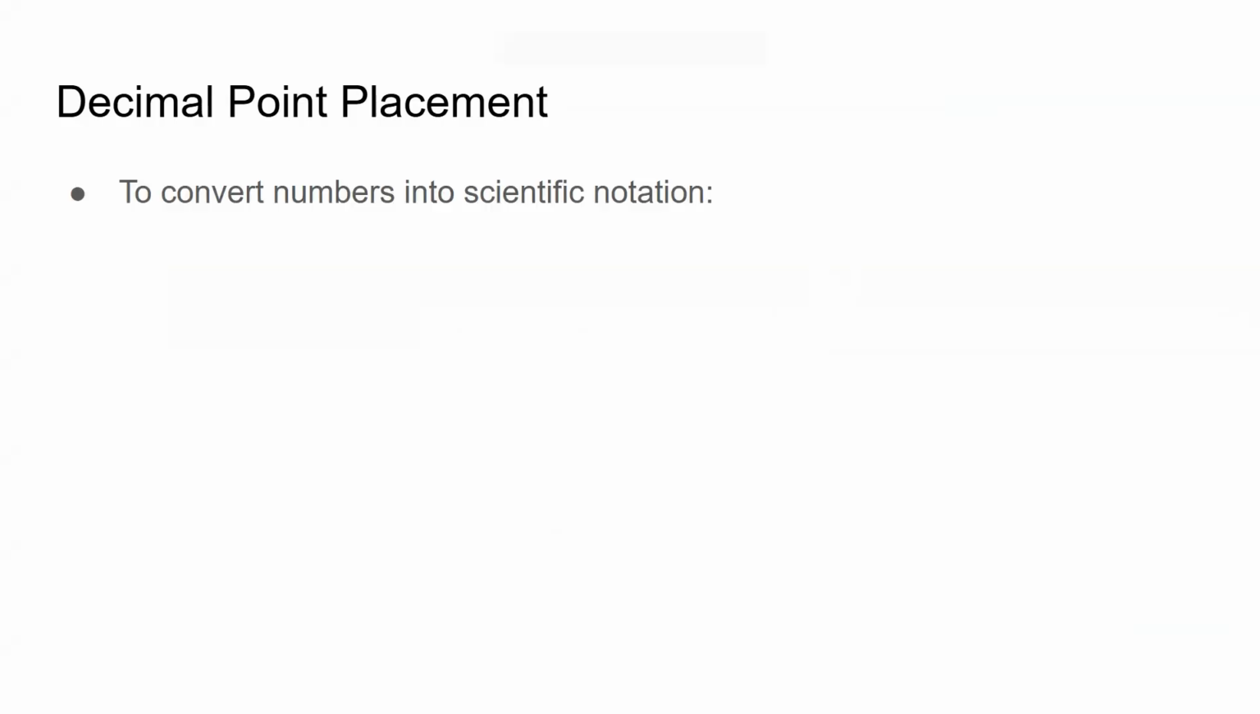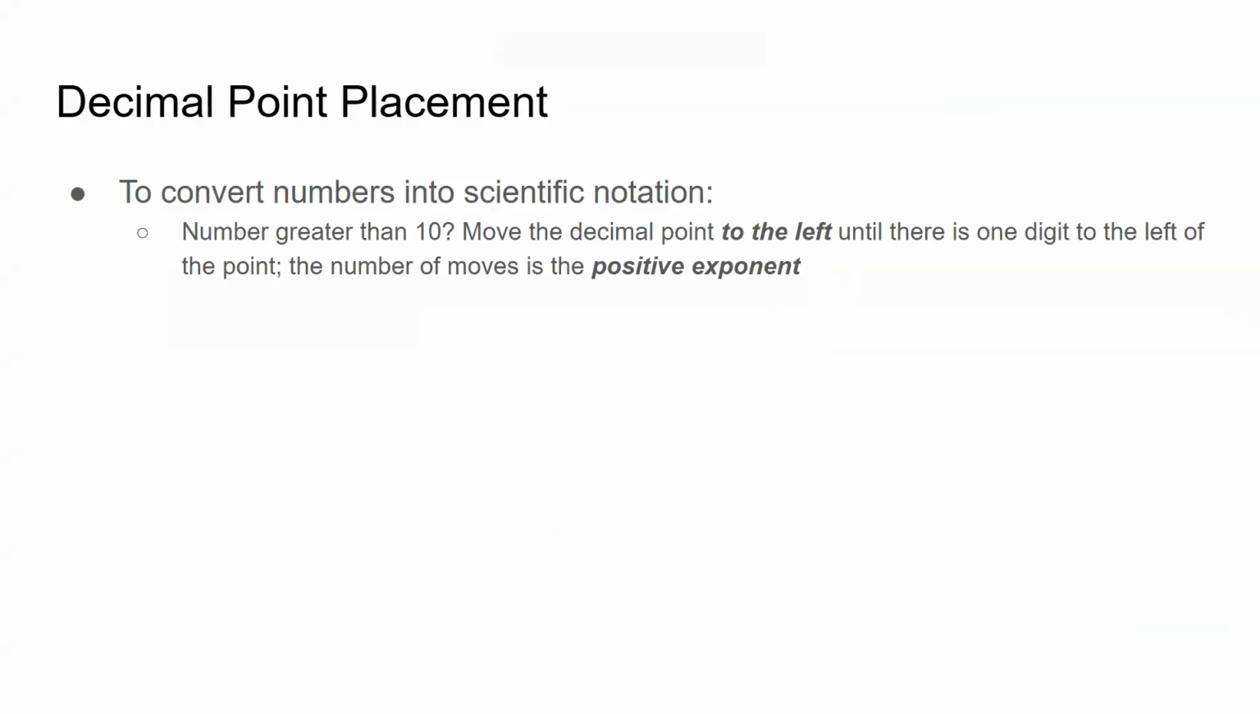To convert numbers into scientific notation, if the number I'm given is greater than 10, then I'm going to move my decimal point to the left until there's one digit to the left of the decimal point. And count how many times that move happens. That will be the positive exponent for my number in scientific notation.